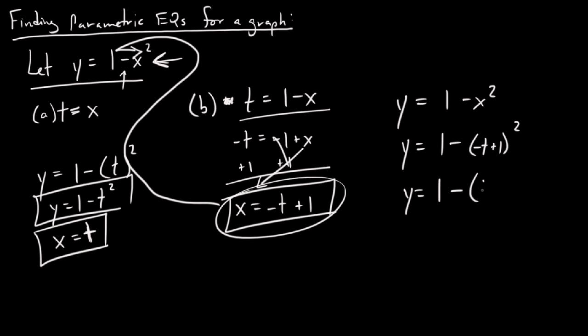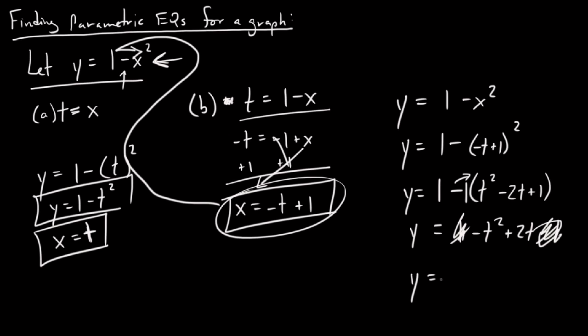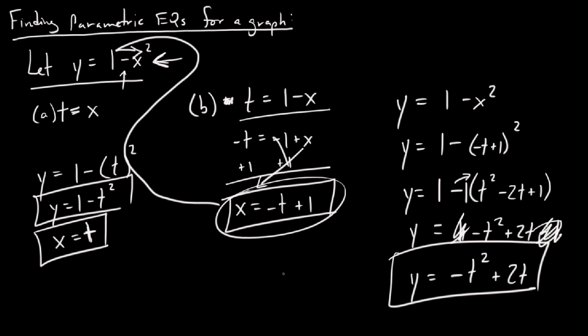We say -t times -t is t squared. -t times +1 is -t, and that's going to occur twice, so -2t, and then 1 times 1, of course, is 1. Then sending through the -1 coefficient out in front of this quantity, we have y is equal to 1 minus t squared plus 2t minus 1. Combining like terms, we see that this +1 and this -1 cancel out. So anyways, y is equal to -t squared plus 2t, and that is our y component of our parametric equation.